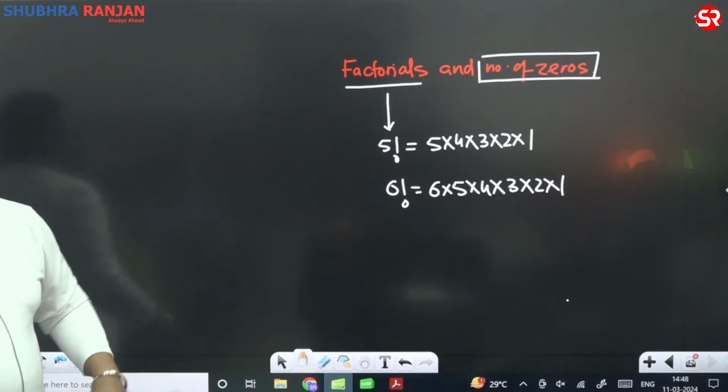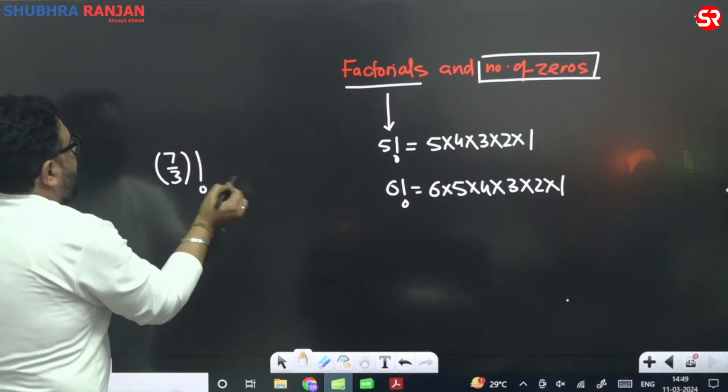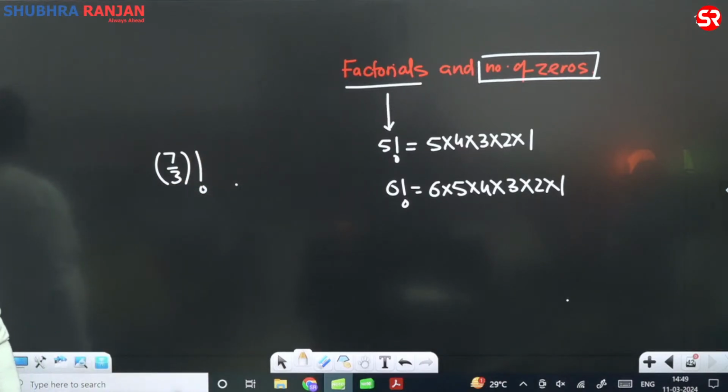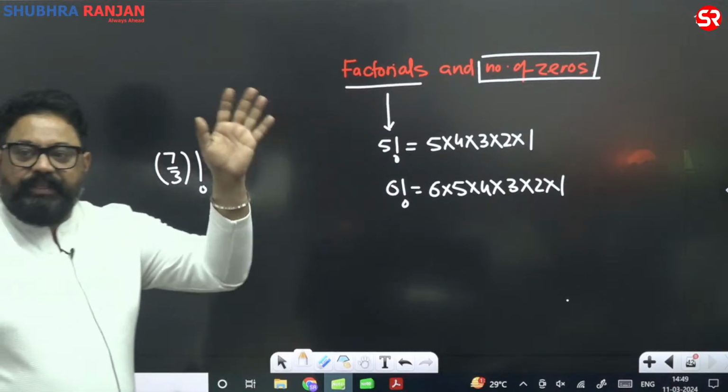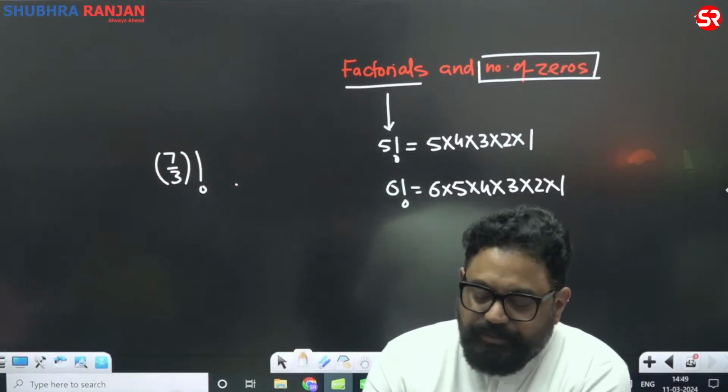Alright. If I say what is 7 by 3 factorial, what will it be? It does not exist. Write it down. Factorials are defined only on natural numbers. Kindly write it. Factorials are defined on only natural numbers.